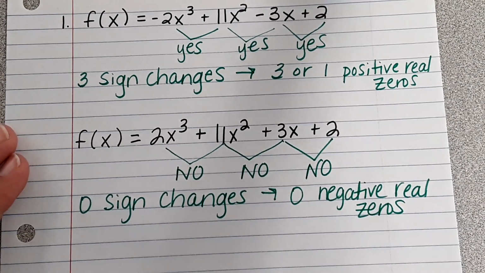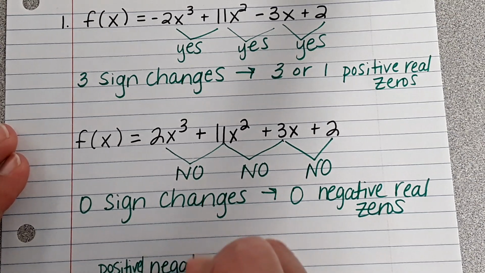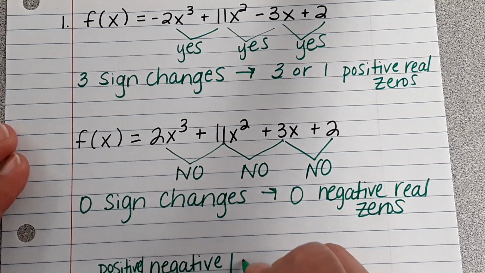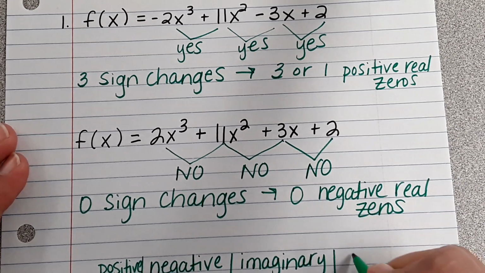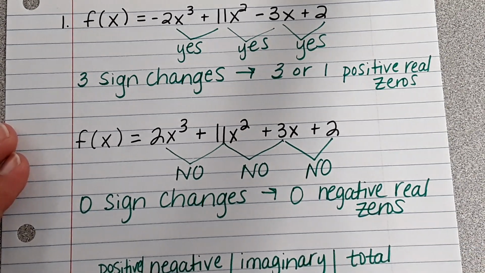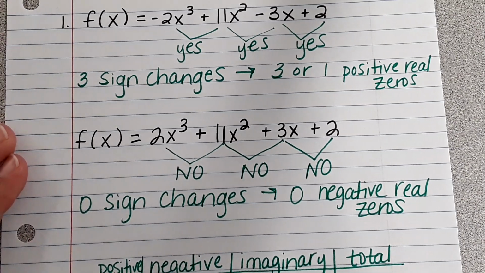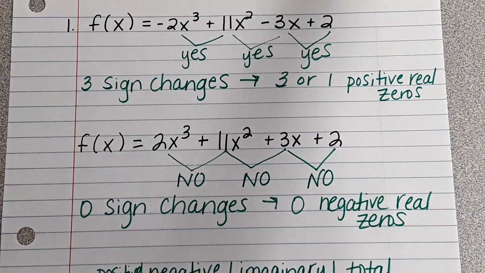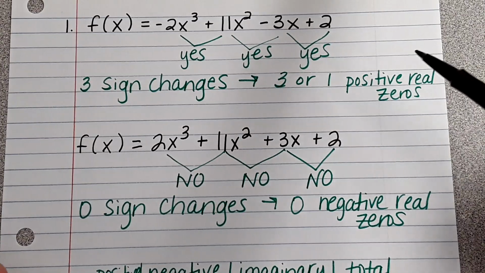Okay, so now what we're going to do is make our chart. We're going to have positive, negative, and imaginary, and then the total. The total just means how many roots are we looking for altogether? So what's the highest exponent in this problem, you guys? So that's our total. We're looking for 3 roots. So that means positive plus negative plus imaginary should equal 3.